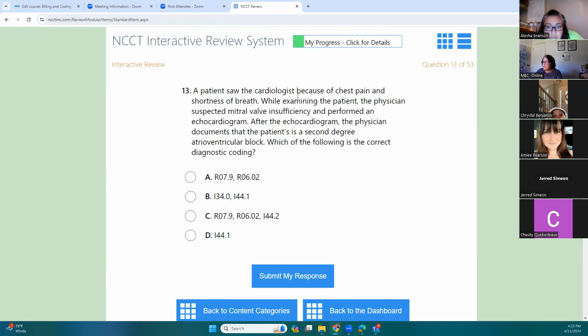A patient saw the cardiologist because of chest pain and shortness of breath. While examining the patient, the physician suspected mitral valve insufficiency and performed an echocardiogram. After the echocardiogram, the physician documents that the patient has a second-degree atrioventricular block. Which of the following is the correct diagnosis? Now remember, he had the test and the doctor came up with what was wrong.